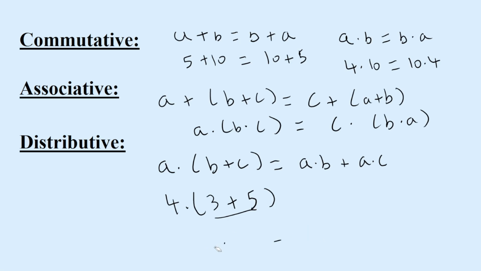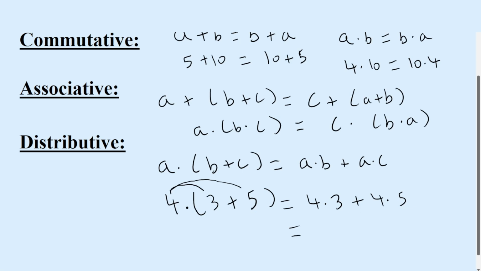That's one way to solve this, but let's solve it a different way. So we want to use the distributive property. How this works is you're going to take the 4, which is outside the parentheses, and this works because you're multiplying it. You're going to distribute it to each term. So this is 4 times 3 plus 4 times 5. And now, what's 4 times 3? That's 12. And what's 4 times 5? That's 20. 12 plus 20 gives you 32.